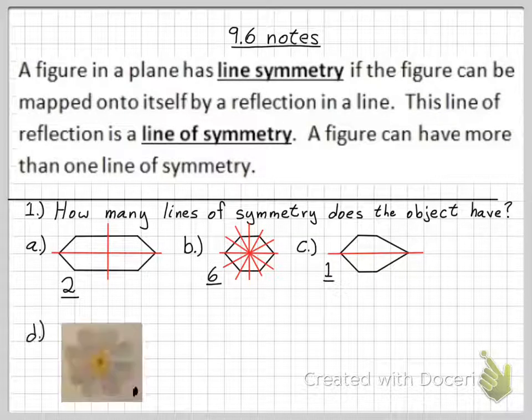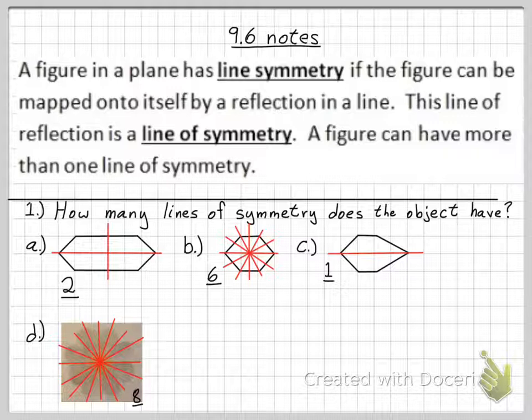Okay? And then moving right along, what about the picture of this flower here? How many lines of symmetry does it have? Again, you can pause this presentation if you'd like, give it a shot, but I will continue. It has 8 lines of symmetry. Here's 1. Both sides of that figure are symmetrical. 2, both sides of this figure, this half and this half, are symmetrical across this line of reflection. And here we go, 3, 4, 5, 6, 7, and 8.